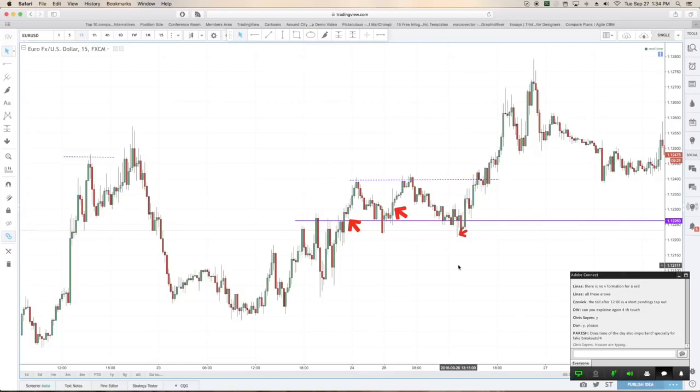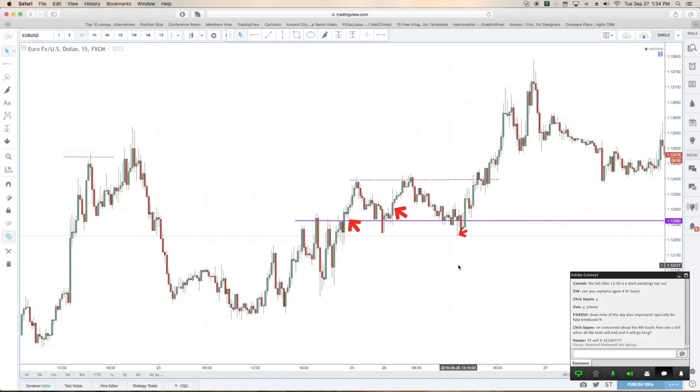Okay, this time of day is also important, especially for fake breakouts. Paresh, no, the time of day will automatically fit in. If there's a range and there's a breakout happening, the breakout is happening because the markets are active. So generally you're going to be in a hot session when the breakout happens.